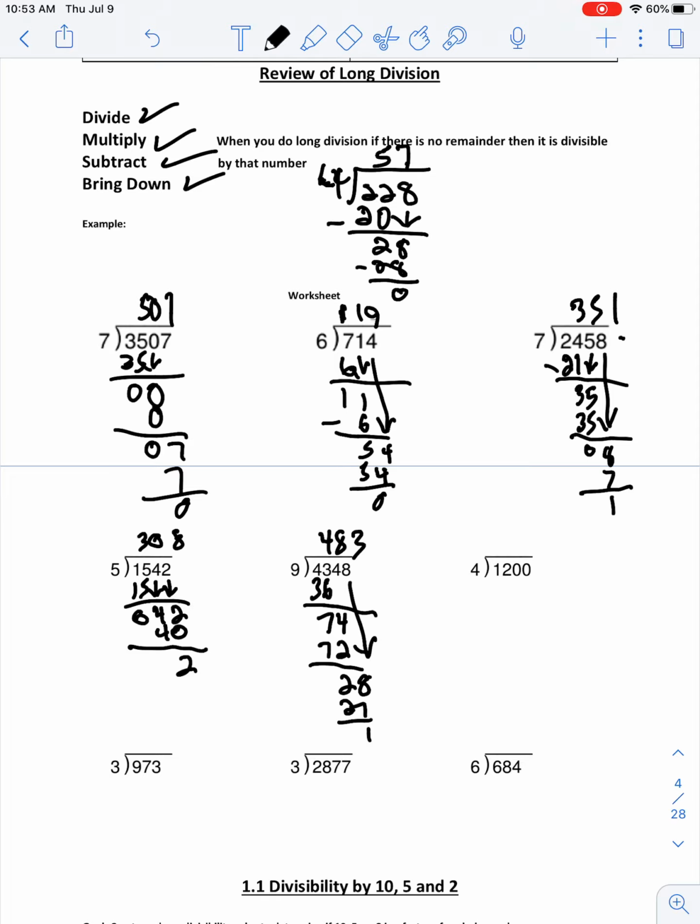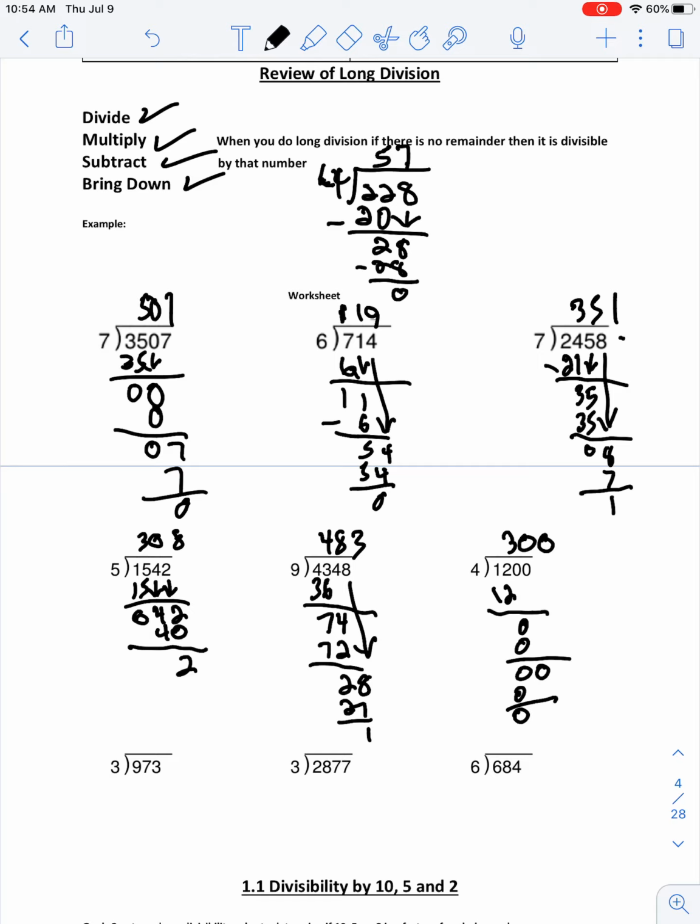4 goes into 12 3 times, and I get 12, and I drop my 0. 4 goes into 0 0 times, I get 0, I drop my 0. 4 goes into 0 0 times, and I get a remainder of 0.